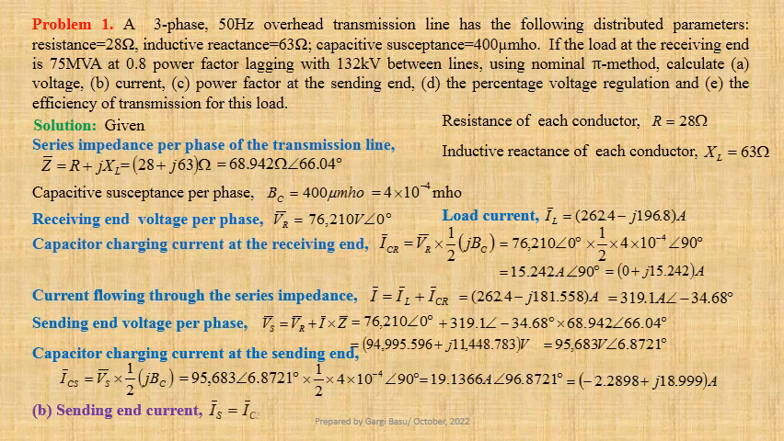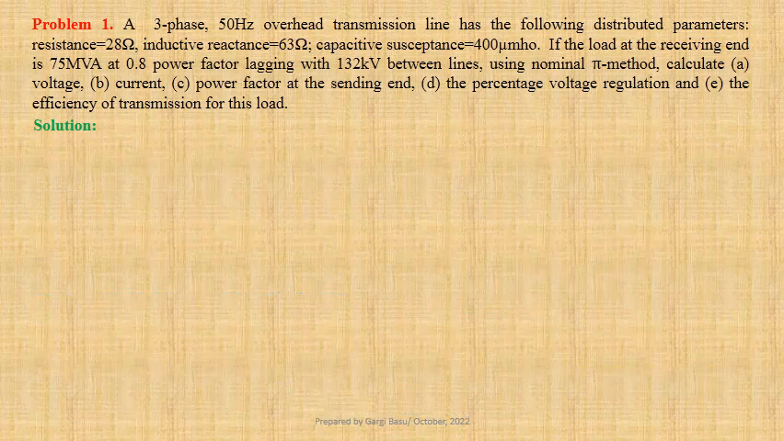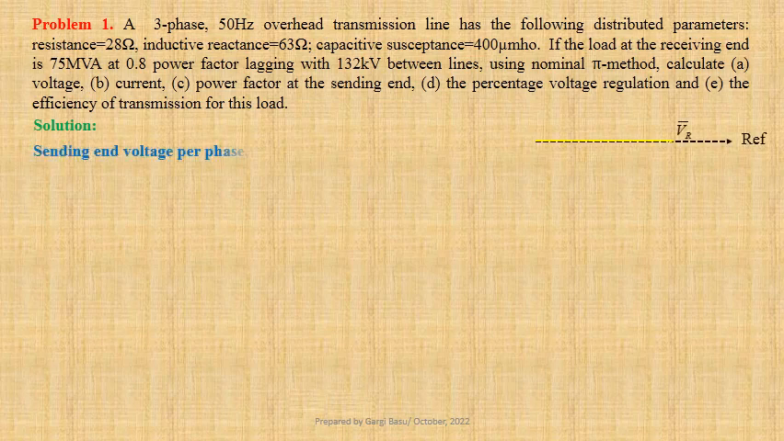Is equals to ICS plus I. Using values we get 260.1102 minus j times 162.559 ampere. This may be written in polar form as 306.73 ampere at an angle minus 32 degree. We have obtained sending end voltage per phase.